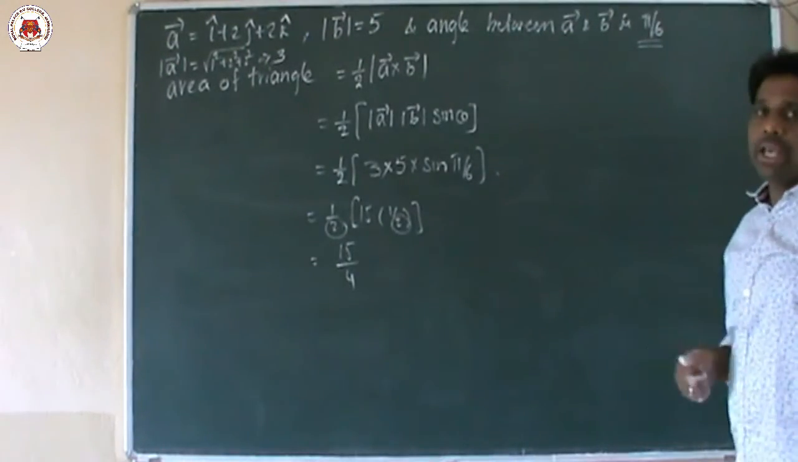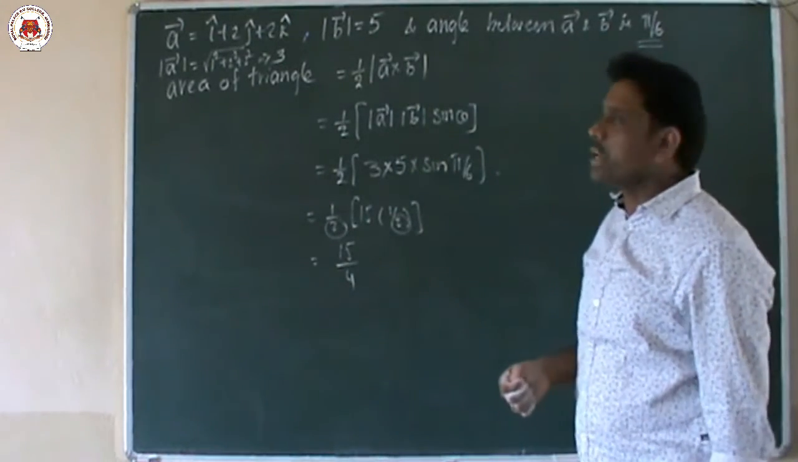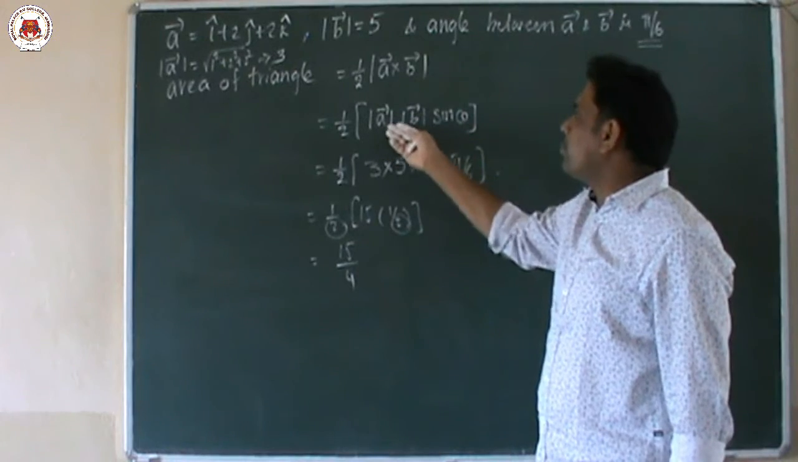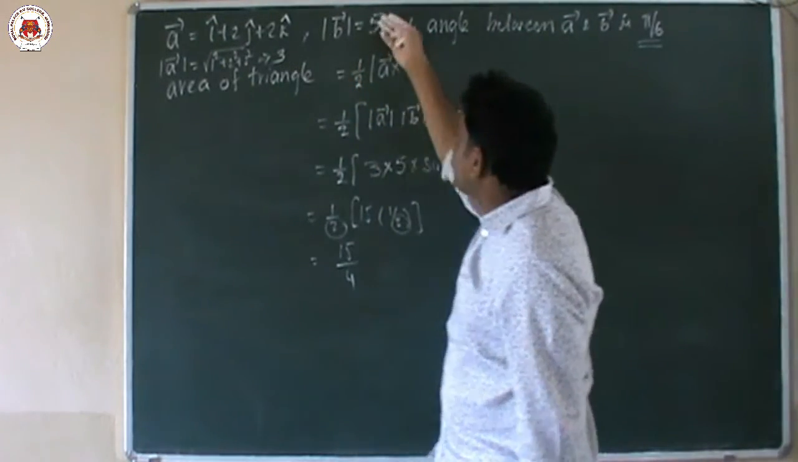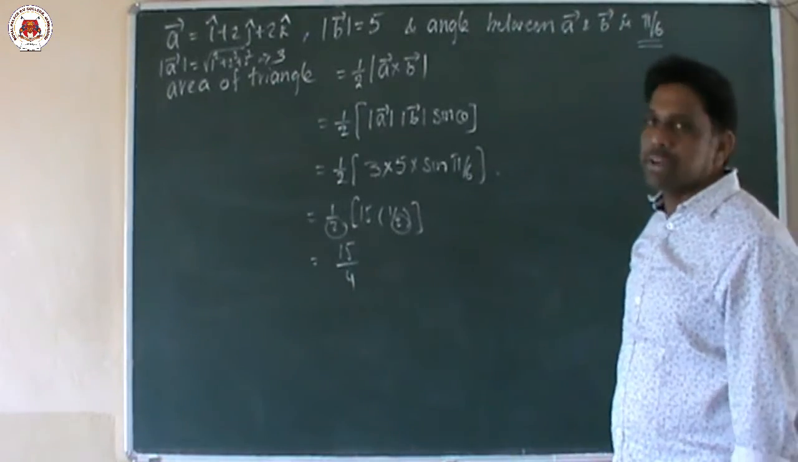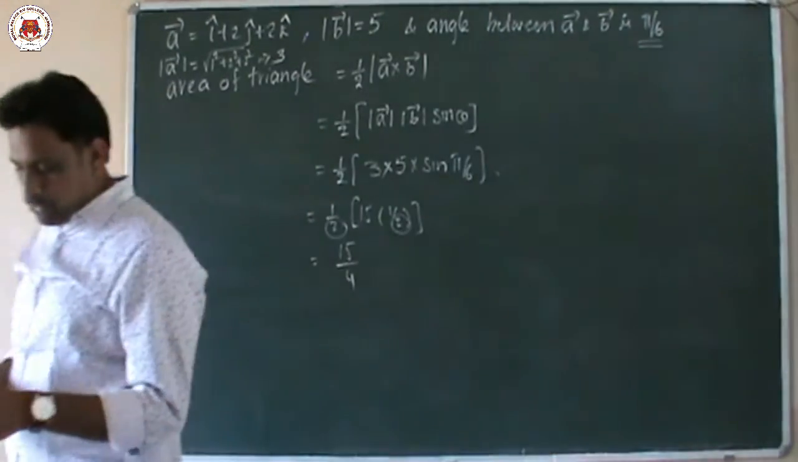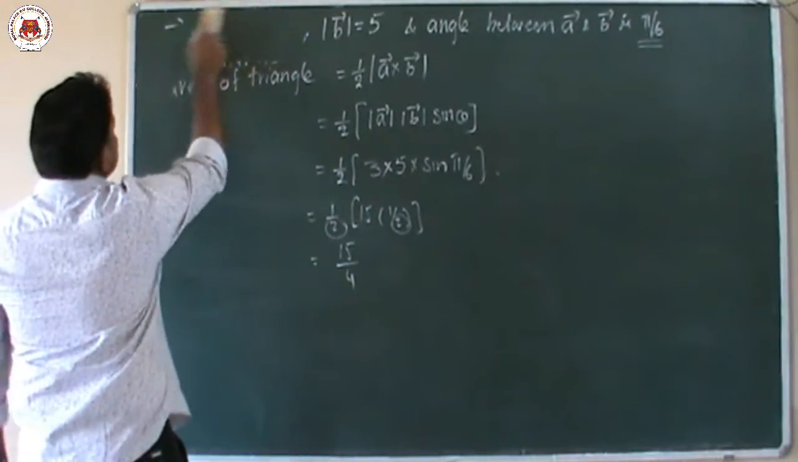So my next students, vector a, mod b vector, and the angle between a and b are given. He is asking the area of a triangle. What is the area of a triangle formula? Half of the mod of vector a cross vector b. The mod of vector a cross vector b formula we know: mod a mod b sin theta. The mod a value we can find from this, mod b value is given and the angle is also given. Sin 30 value is 1 by 2. So what is the answer? 15 by 4. And my dear kids, this is the last and final sum in this vectors chapter.